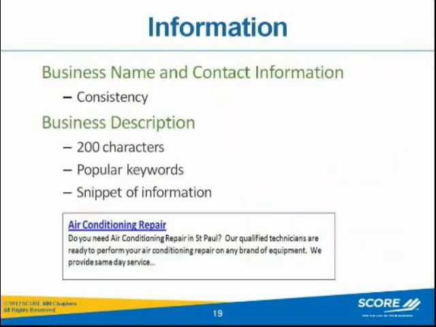Like keywords, a second important area is the business description. On a local listing, Google allows you 200 characters to describe your business. 200 characters is about 2 to 3 sentences. Here's what you need to include in that business description. In this space, use popular keywords to describe your business. You've already identified those. Keep in mind that search engines match your information to those searcher keywords.